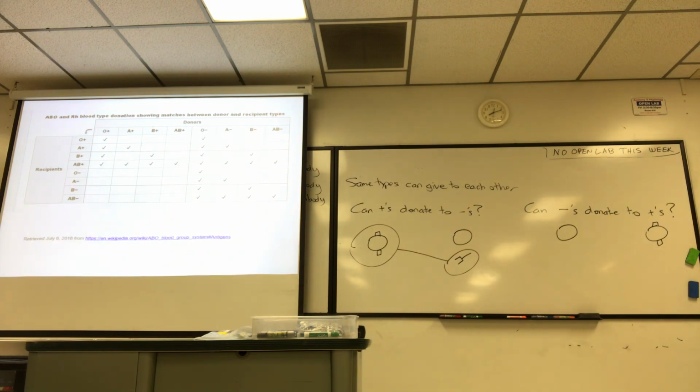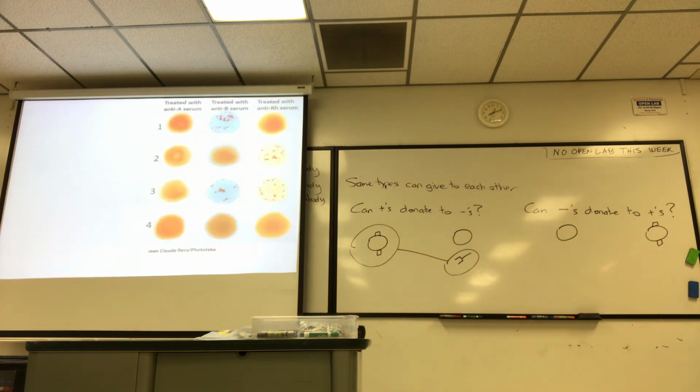Now here's what you can expect from lab. Patient comes in, they're losing blood, they're going to need blood, and you're getting out of O negative. What do you do? Well, you've got to find out what type they are.